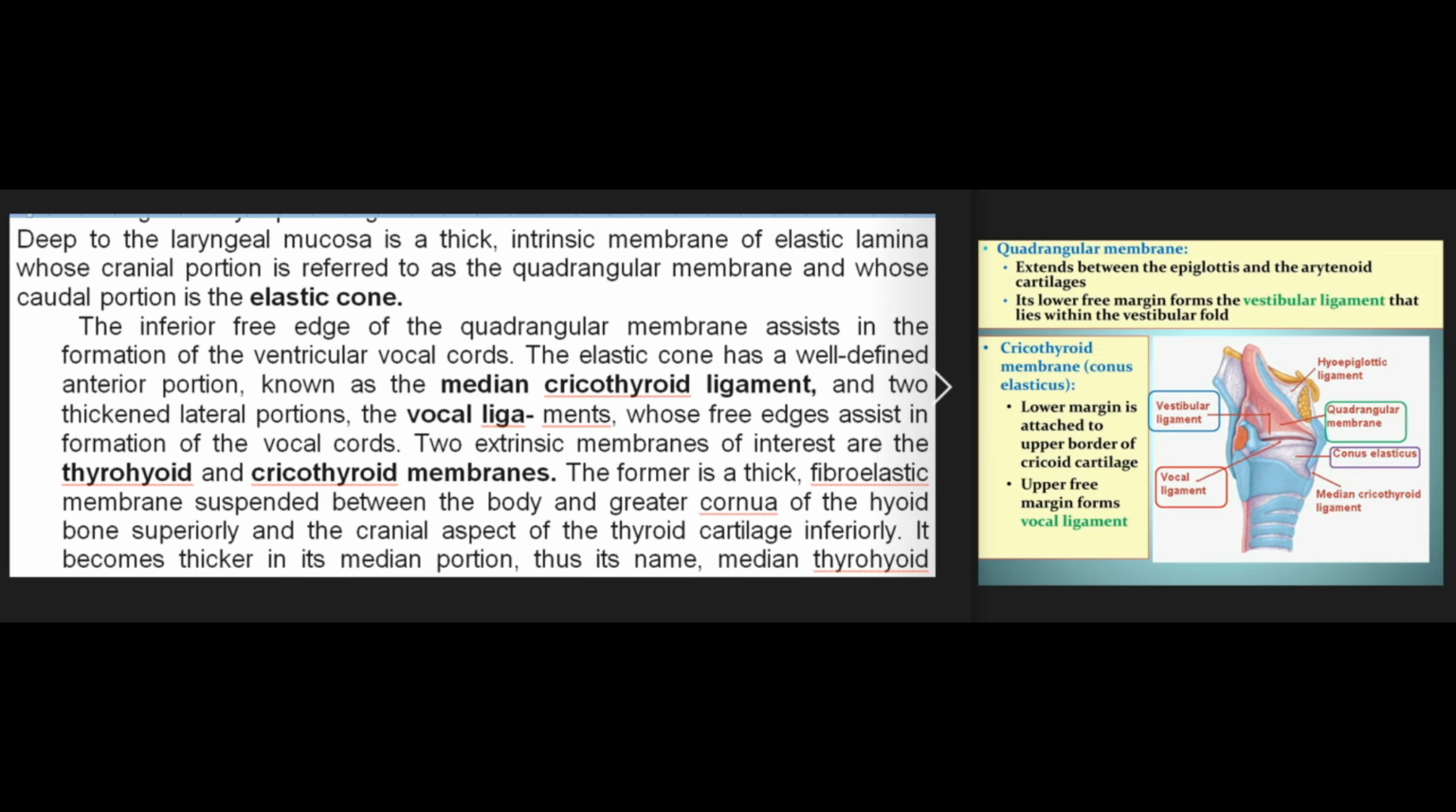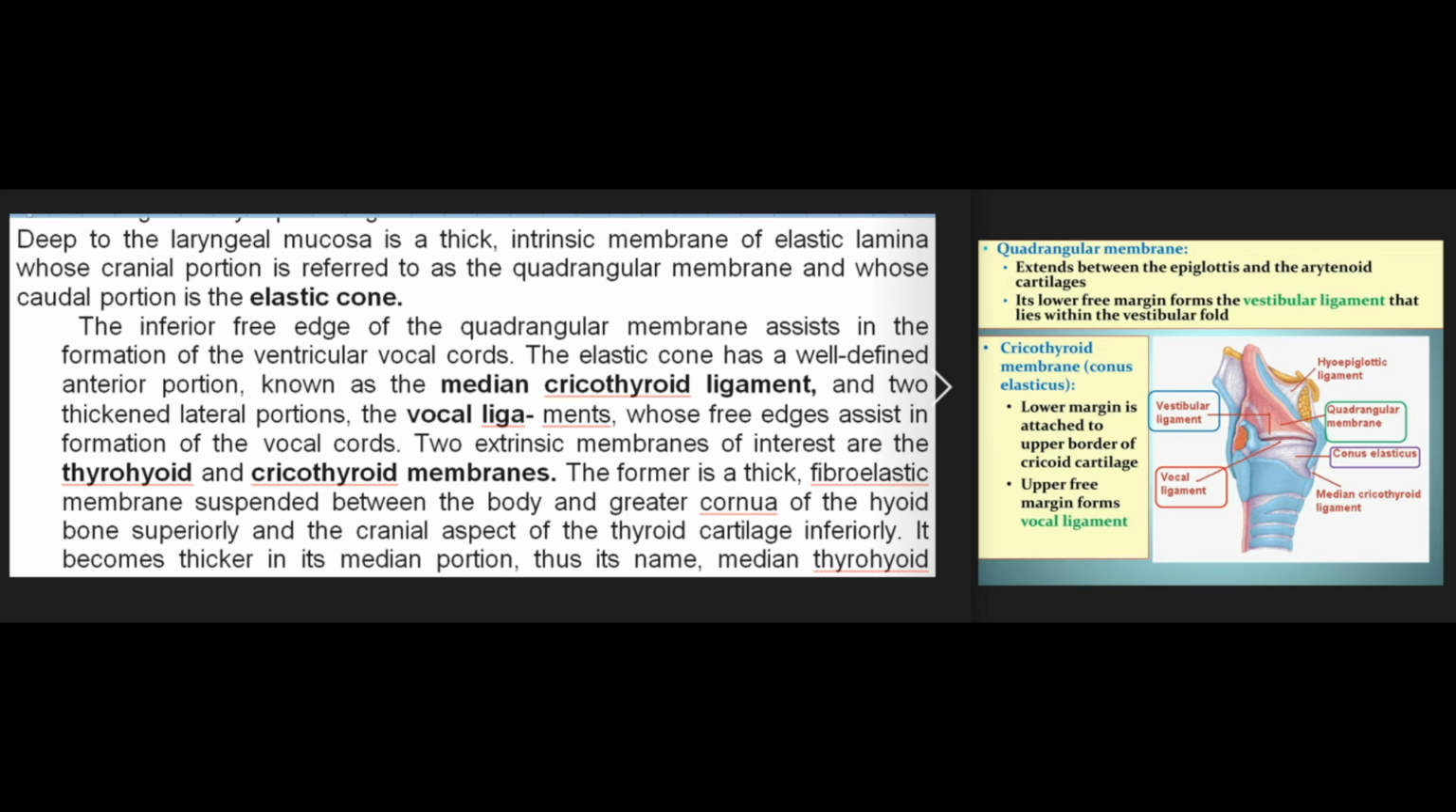The inferior free edge of the quadrangular membrane assists in the formation of the ventricular vocal cords. The elastic cone has a well-defined anterior portion, known as the median cricothyroid ligament, and 2 thickened lateral portions, the vocal ligaments, whose free edges assist in formation of the vocal cords.